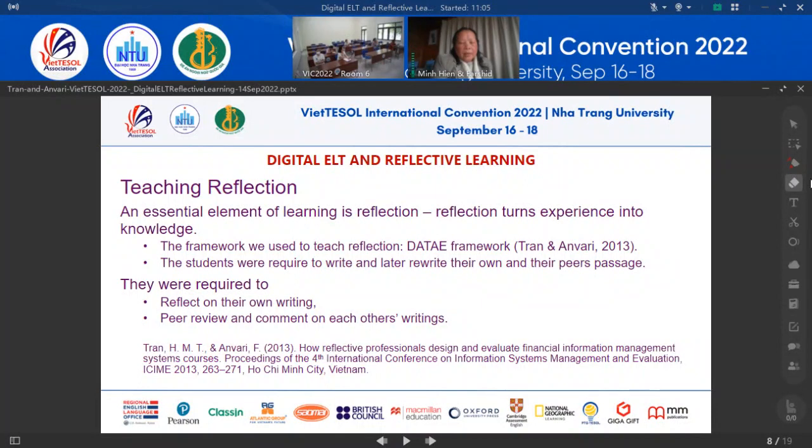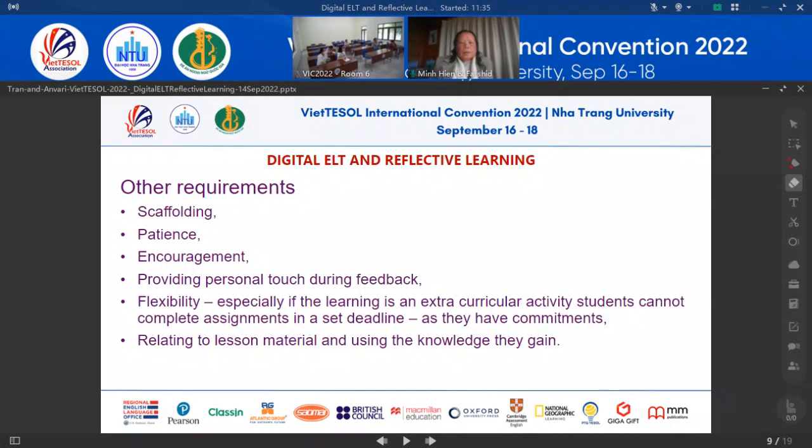We actually developed the framework in 2013. I put a paper there, so if you wish to know more, you can read the paper that we presented in Saigon in 2013. Basically, reflection means the students are required to write and later rewrite their own work and also their peers' passages. So they were required to reflect on their own writing, peer review, and comment on each other's writings.